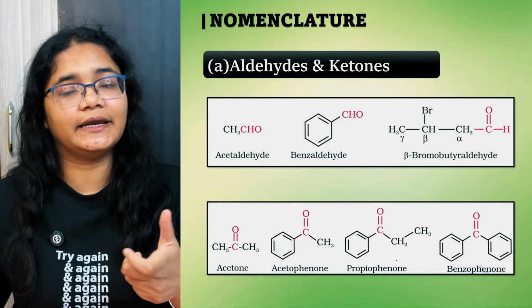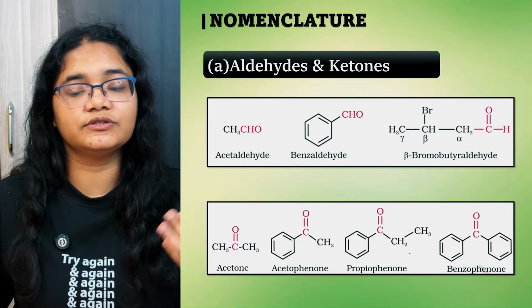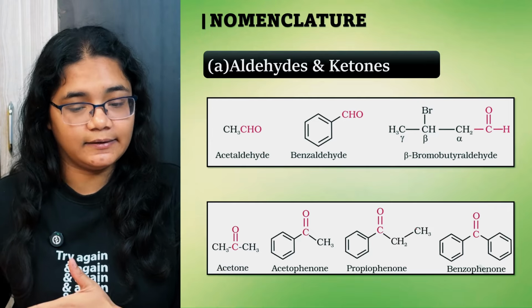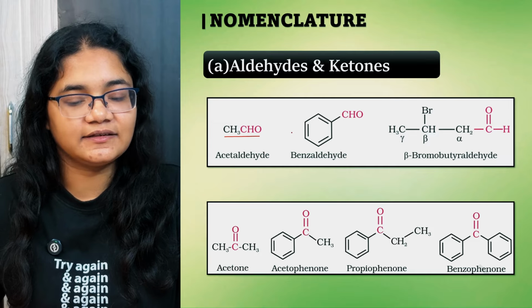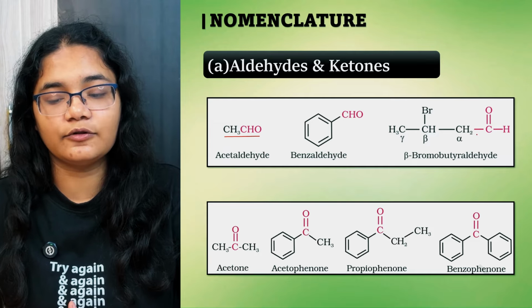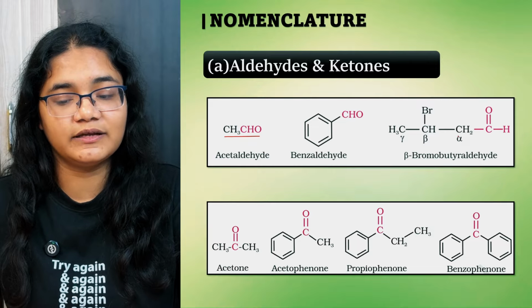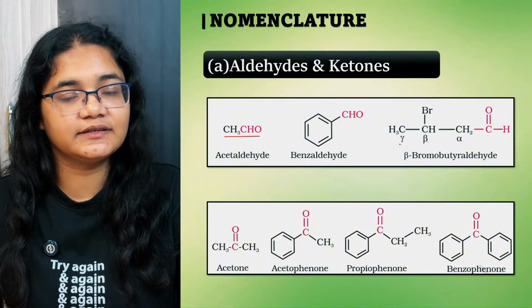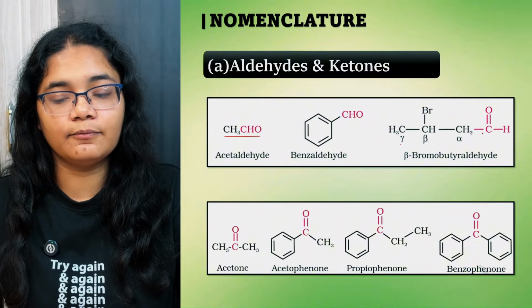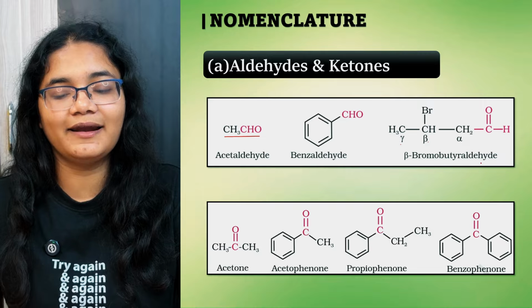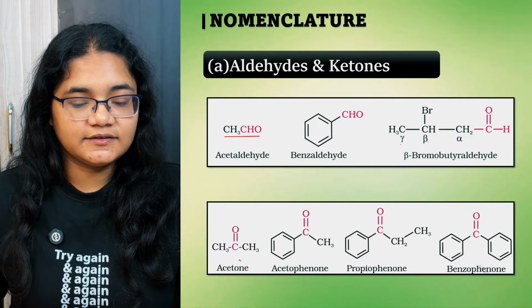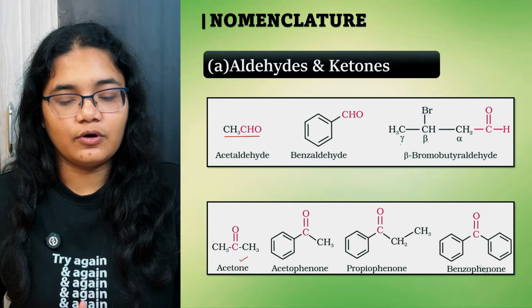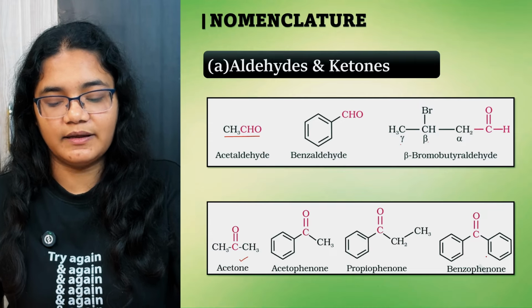For aldehydes the name will end with -al, and for ketones the name will end with -one. Okay, so this common name is acetaldehyde, this common name is benzaldehyde. Now the carbon next to the CHO group is called alpha, this is beta, this is gamma. So here it is beta bromo butyraldehyde. Next, this is called acetone, this is acetophenone, this is propiophenone and this is benzophenone.